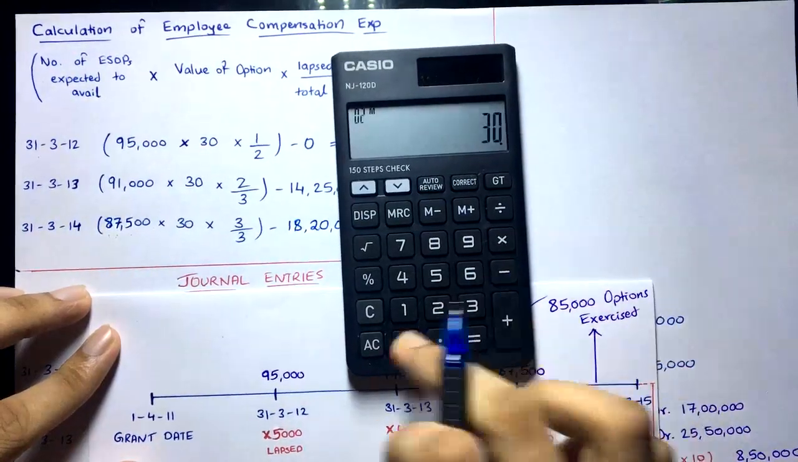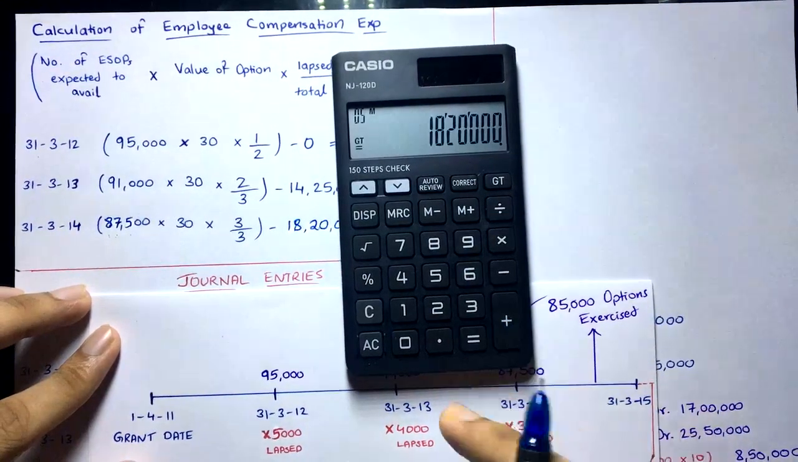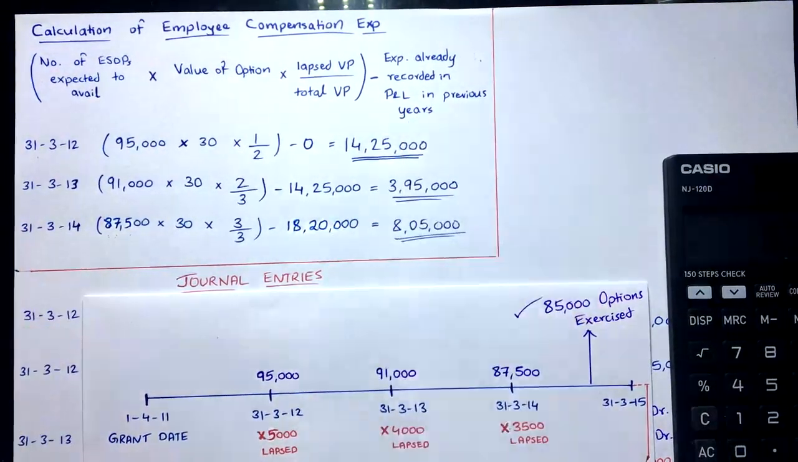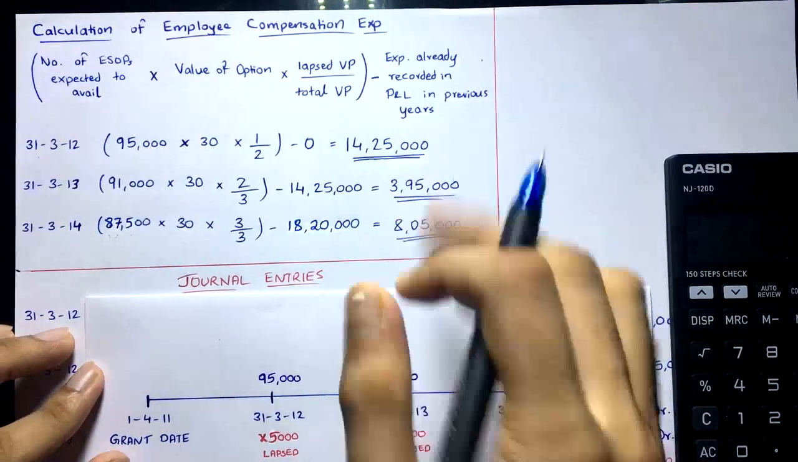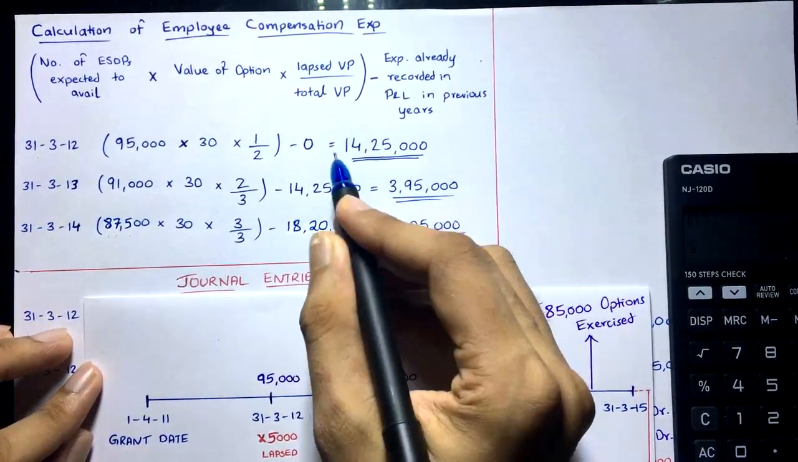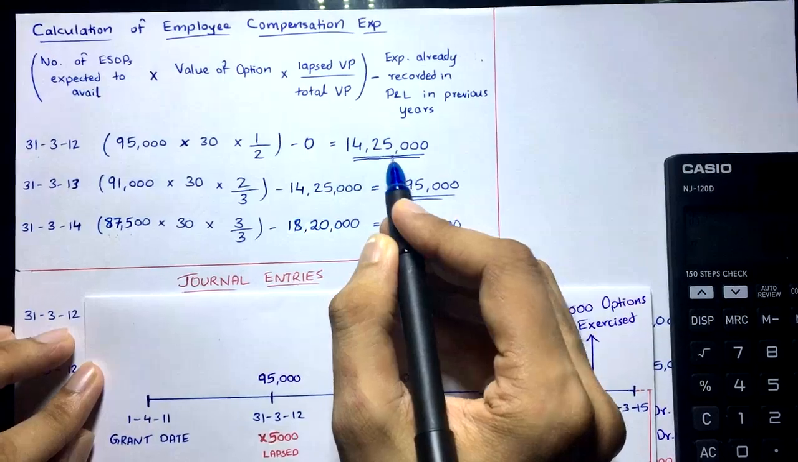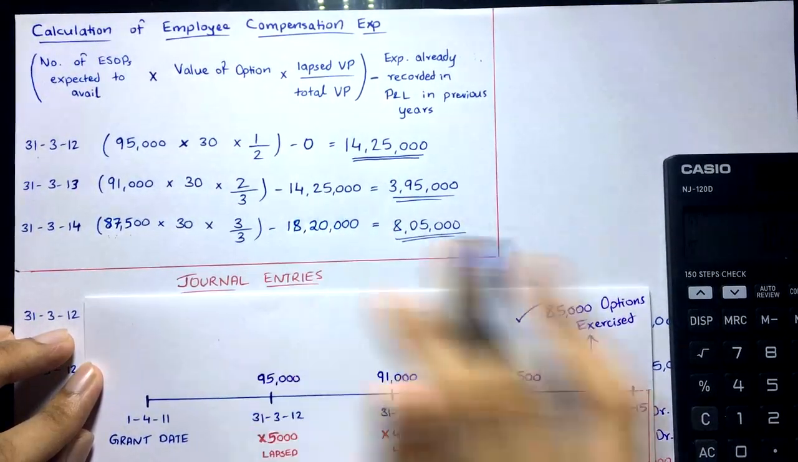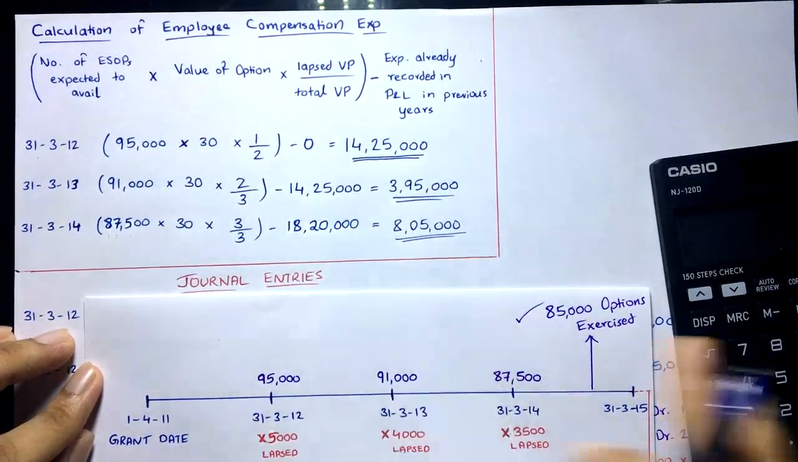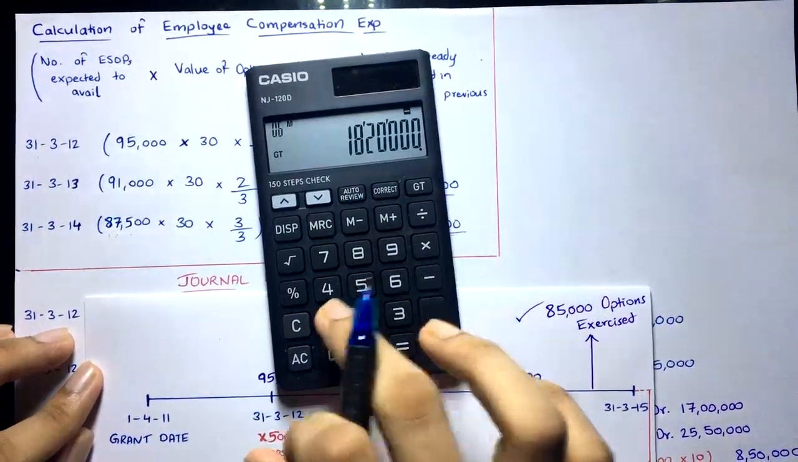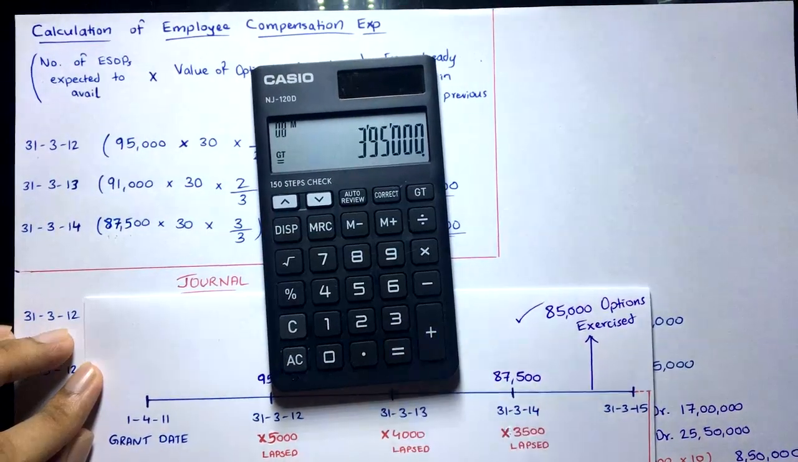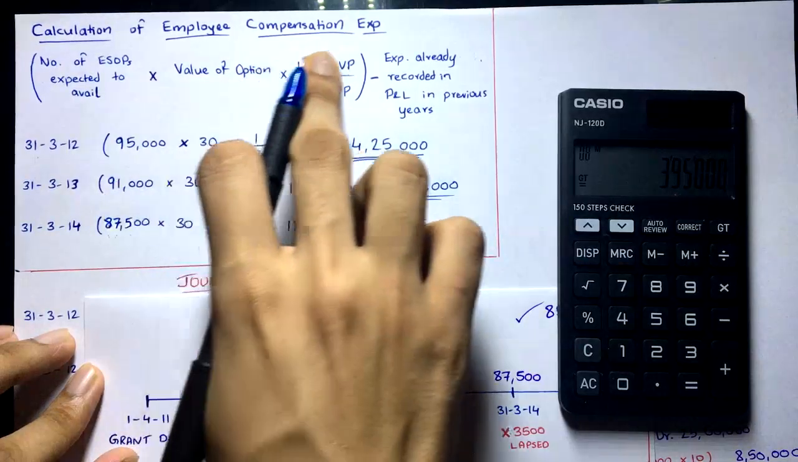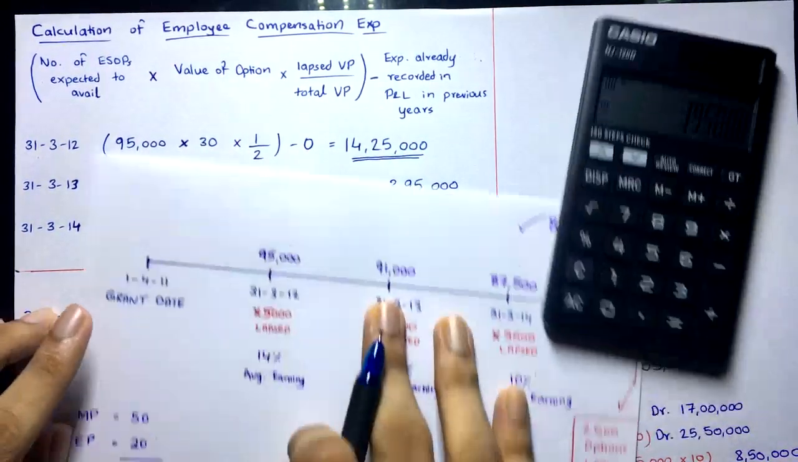So let's put that into calculator. 91,000 into 30 value of option into 2 divided by 3, that's equal to 18,20,000. But then according to the formula, we have to subtract whatever was previously recorded in PNL. What was recorded previously in PNL in the first year? We have taken 14,25,000 of ECE, employee compensation expense, to PNL. So that we have to subtract now. Is that clear? So minus 14,25,000, that's equal to 3,95,000. So 3,95,000 of employee compensation expense will be taken to the PNL at the end of the second year, right?